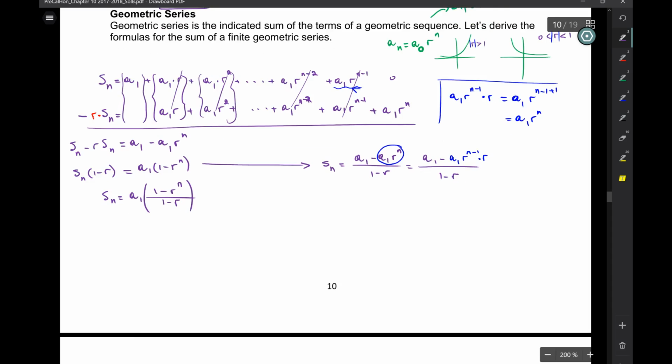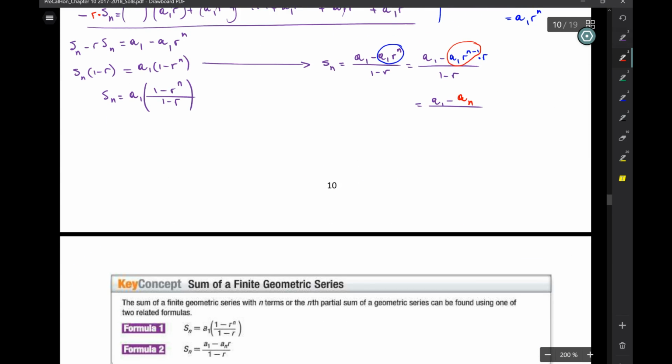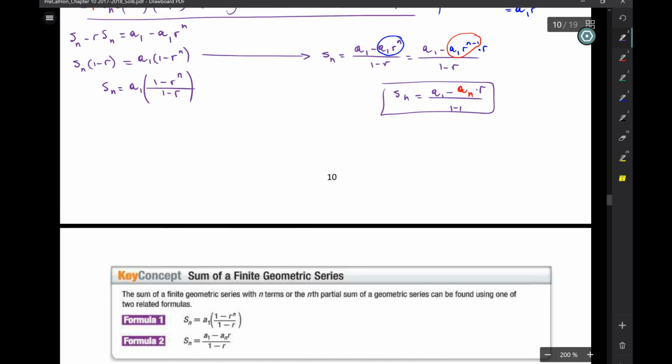But this is A1 minus. What is this from before? Where have we seen this before? It's An times r over 1 minus r. That's the first and second formulas here. First, second. What happened there? Oh, it's 1 minus r.